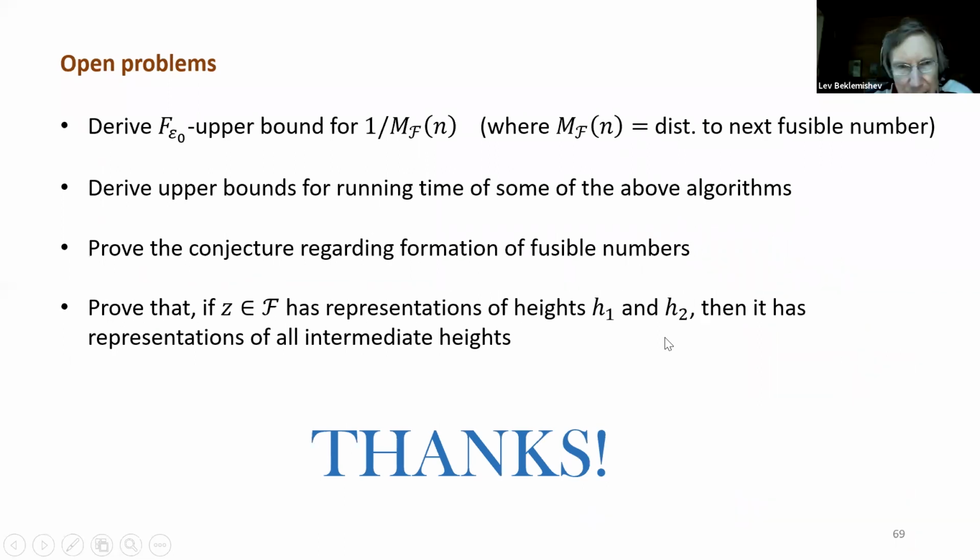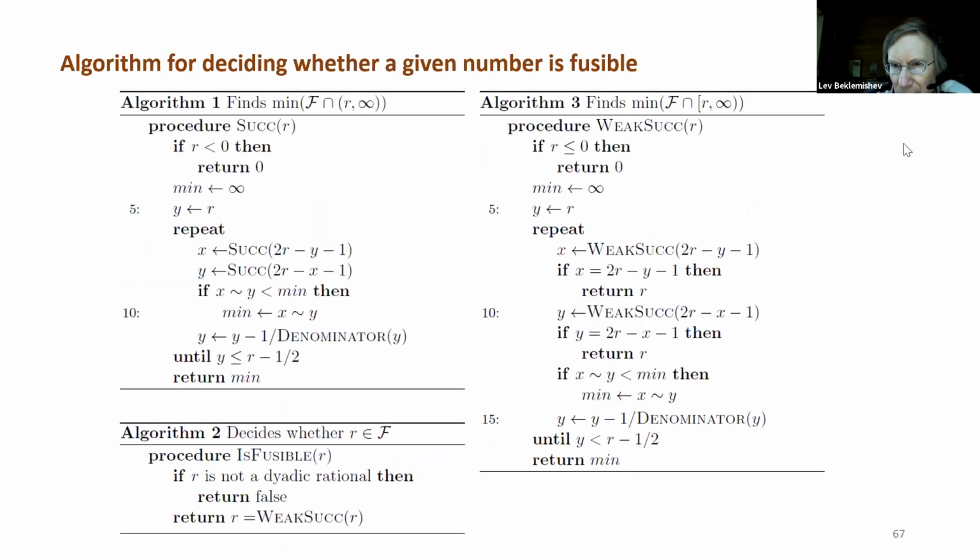Okay, very nice. Immediate question. So the actual upper bounds for running time that you have are of order f epsilon naught. Is that so? For this algorithm, for example, for testing whether a number is fusible or not, given a rational number, determine whether it's fusible. Right. So, I guess.